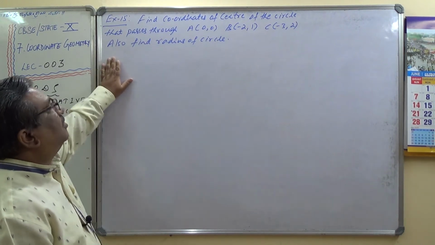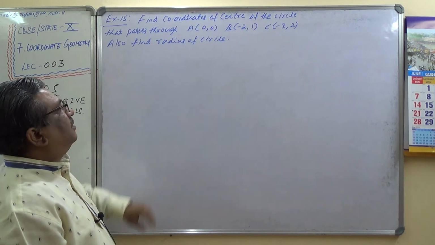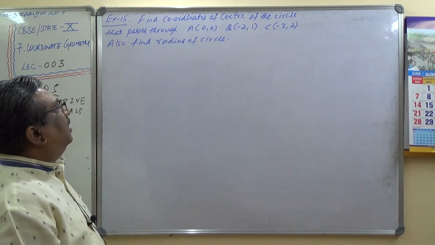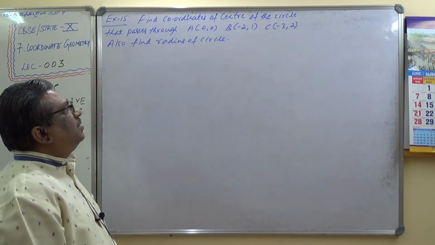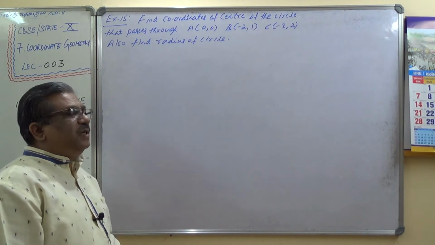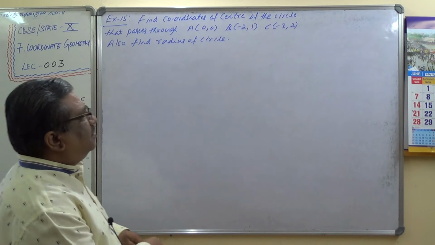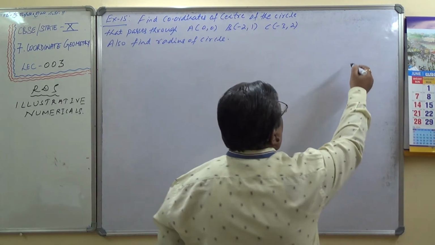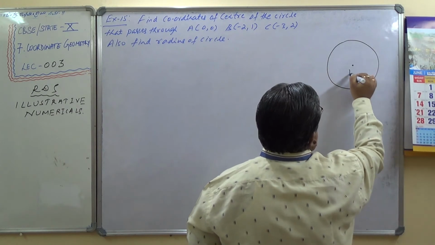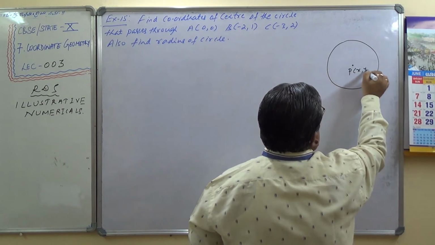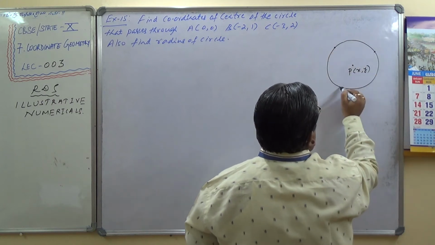Let us look at question number 15. Find the coordinates of center of the circle, and that circle passes through ABC. So let us assume the coordinates of the center of the circle as x comma y. Okay, so the diagram looks something like this here. This is a circle with center P, x comma y. It passes through 3 points here.